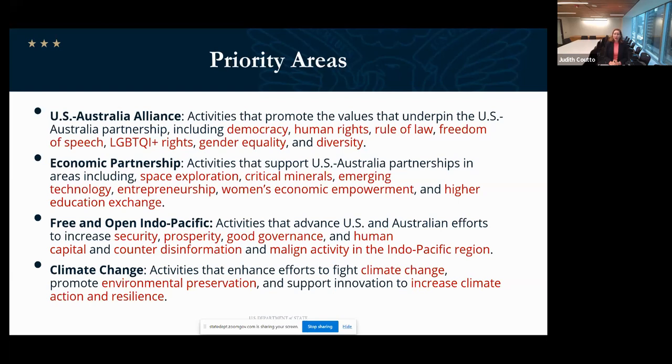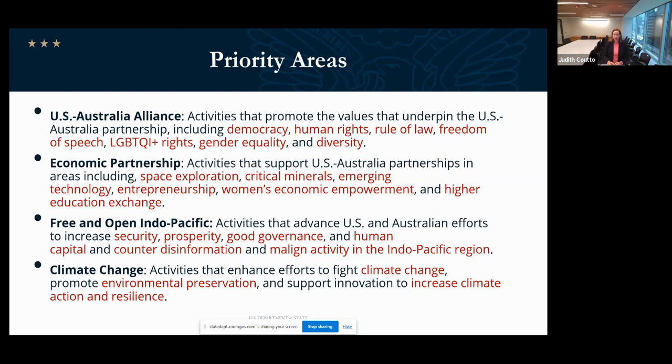We are also looking to highlight our economic partnership. And I encourage you to think about economic partnership in an expansive way. The ways that we're cooperating together with space, in securing critical minerals, developing emerging technology, supporting dynamic economies through entrepreneurship, making sure that women have the opportunity for equal economic empowerment and higher education exchange, particularly in areas that are really fundamental to the economic partnership between our two countries. This is a really exciting area for us, and we love to work on it.